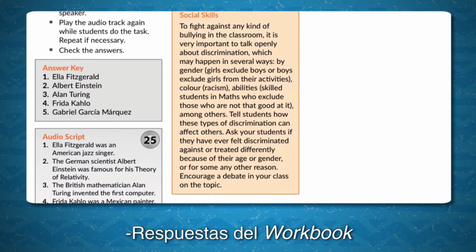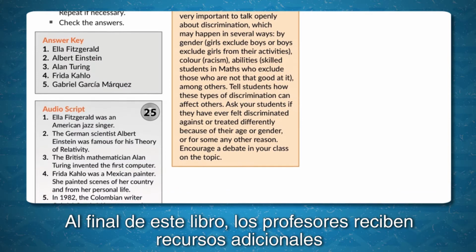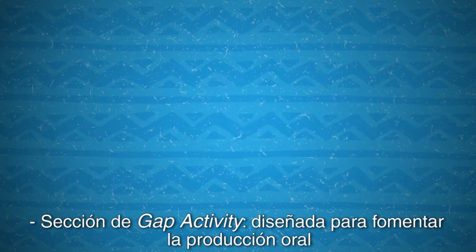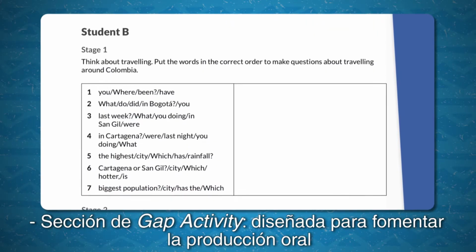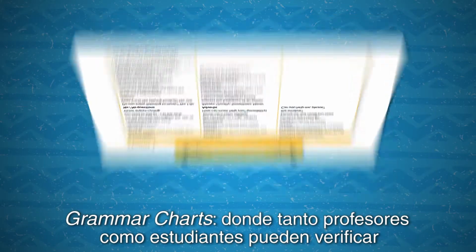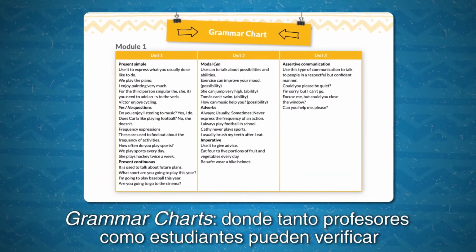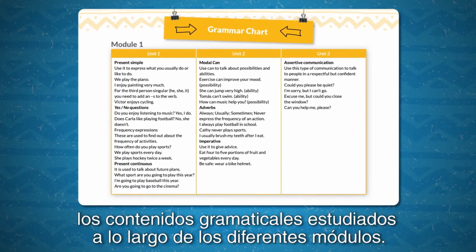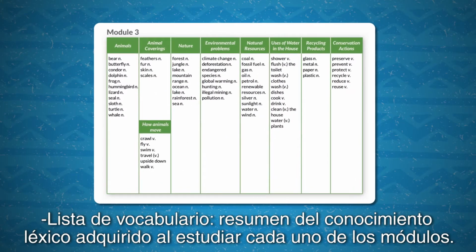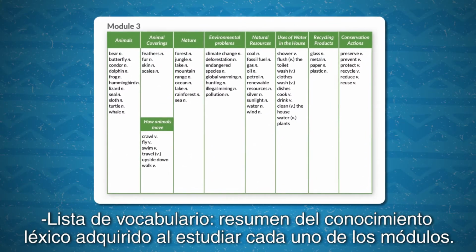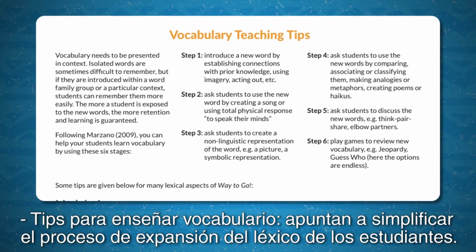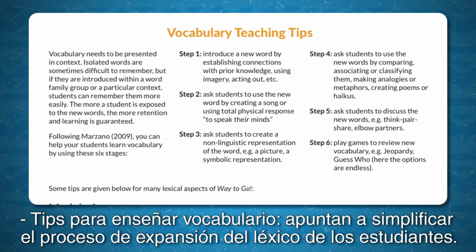Students' workbook answer key. At the end of this book, teachers are provided with extra resources to support their teaching process, such as Gap Activity section, designed to foster students' oral production by means of pair work. Grammar charts, where both teachers and students are able to check grammar contents studied along the different modules. Vocabulary lists, summary of lexical knowledge acquired when studying each one of the modules. Vocabulary teaching tips, aimed to simplify the process of expanding students' lexicon.